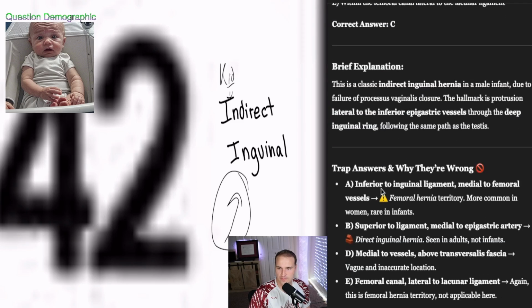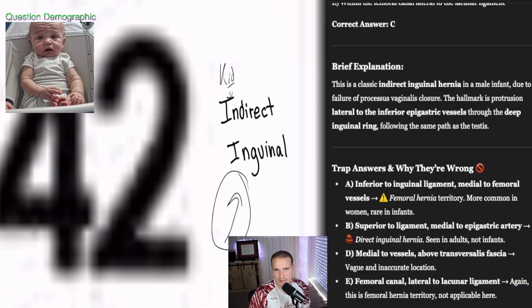Well, we kind of got to know them. Inferior to the inguinal is femoral. That's in women. For step 1, just think it's in women. They're not going to test you on harder than that. Superior to ligament, direct inguinal in adults. Medial to the vessels, not going to see anything there, especially not above the transversalis fascia. Femoral canal, lateral, again, femoral hernia territory.